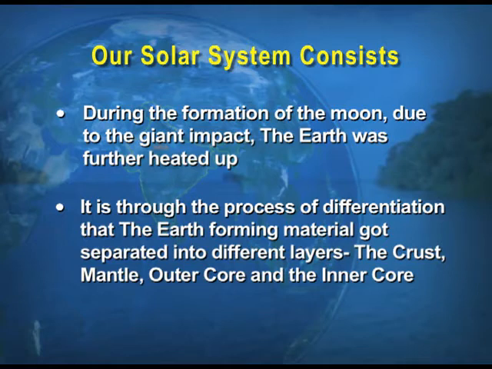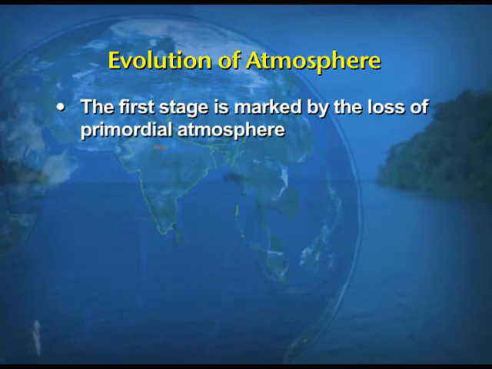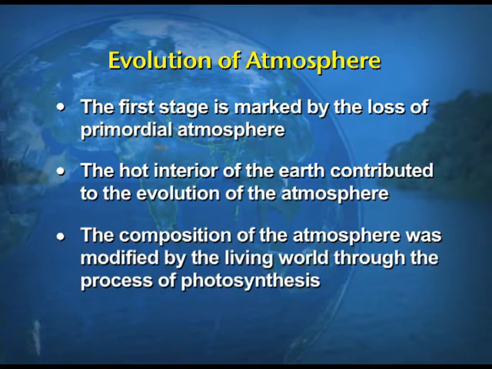And later on we can also talk about the evolution of the atmosphere, and there are 3 stages in the evolution of the present atmosphere. The first stage is marked by the loss of primordial atmosphere. In the second stage, the hot interior of the Earth contributed towards the evolution of the atmosphere, and finally the composition of the atmosphere was modified by the living world through the process of photosynthesis. Overall, the Earth and its atmosphere were not the same as in the initial stages when it was formed.